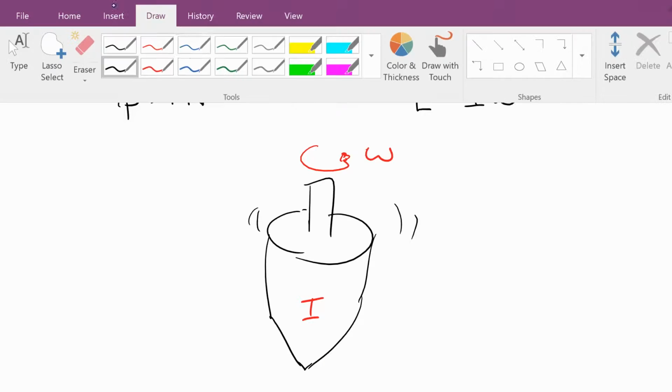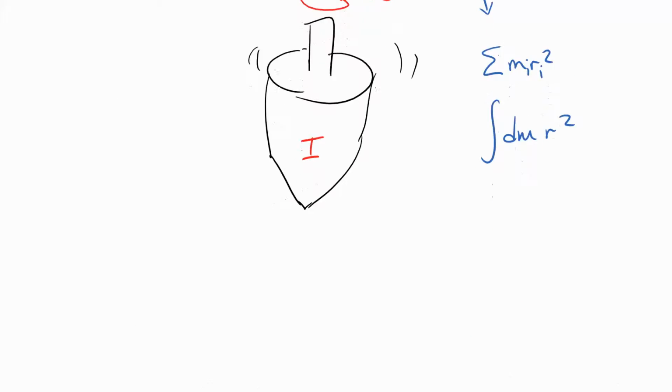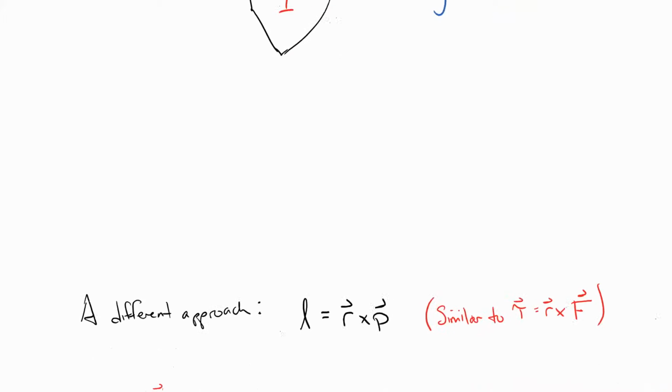Brief reminder, I we can think of as the sum of m r squared over all the components, or we can think of it as the integral of dm r squared over the whole volume. But basically it looks like how spread out the mass is. The more massive it is, the bigger I is. The more spread out it is, the greater r is for any chunk of mass, the bigger I is. But let's table that for a second. Let's take a slightly different approach.